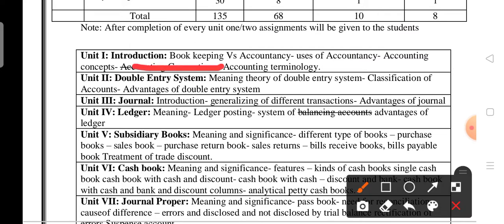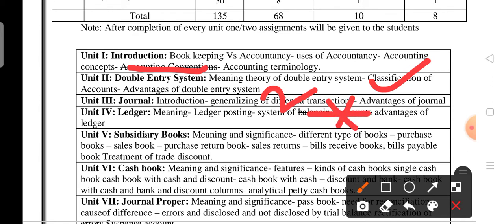And next, the double entry system: meaning, theory of double entry system, classification of accounts, advantages of the double entry system. Okay, the advantages of the double entry system is an important one, not deleted content. In the first unit only accounting conventions is deleted; in the second unit you have to read everything. The third unit is only important for 2 marks. The fourth, ledger, is also very important. Ledger posting, what ledger means, what ledger posting means, advantages of the ledger. This question is related, so no need to read.